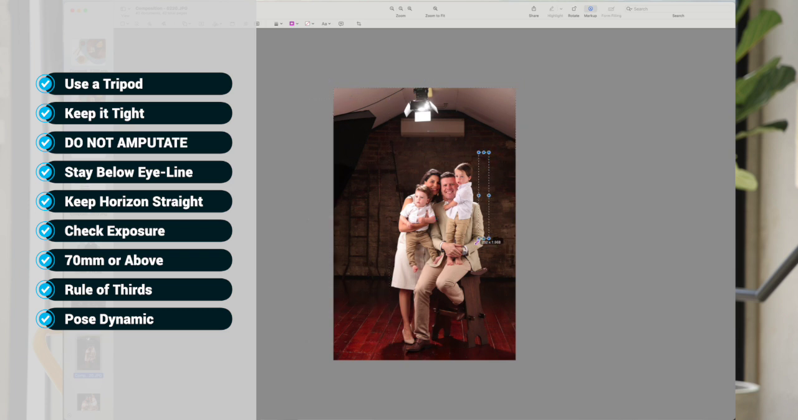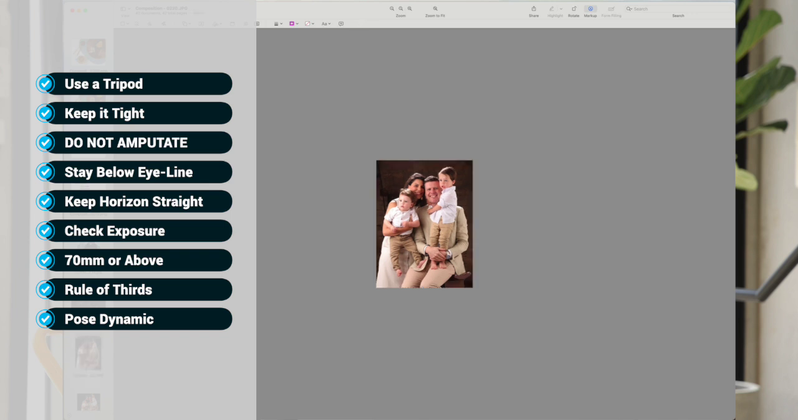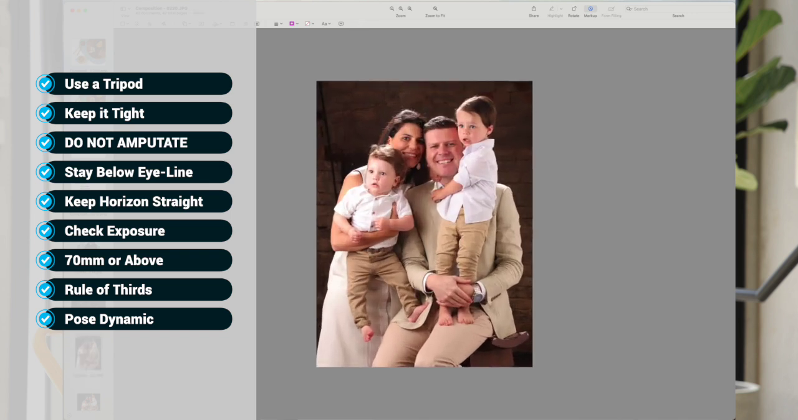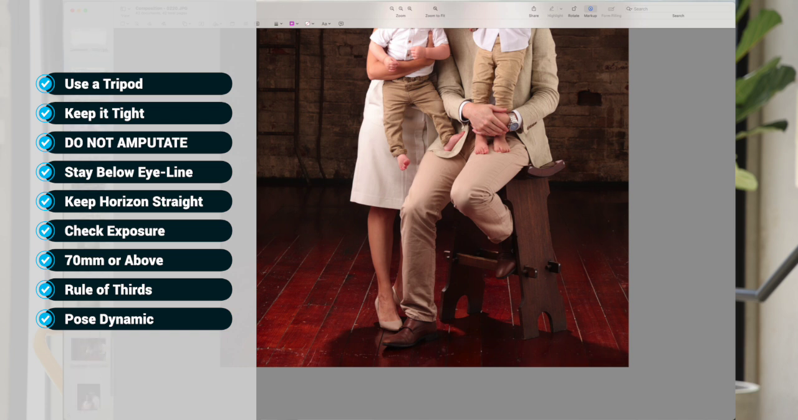So that image really needs to be cropped like this for it to be a sellable image. Now, immediately once I've done that, it's a lot more appealing, right? It's now much tighter. The eye line is better. The exposure could be better. It's a bit hot on the child's face and mum's in the shadow. It is what it is. Let's move to the next image.